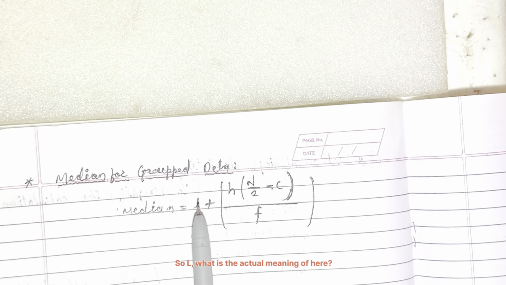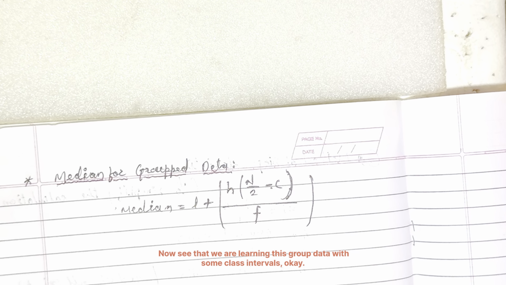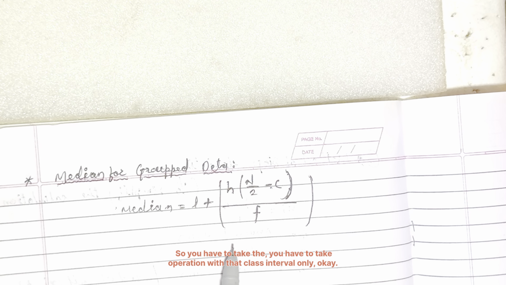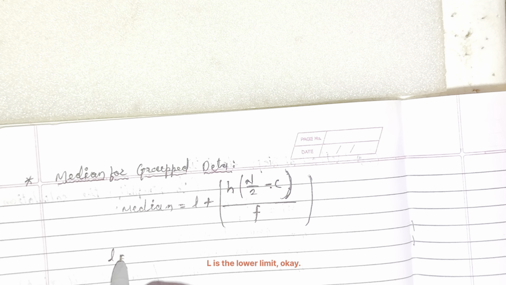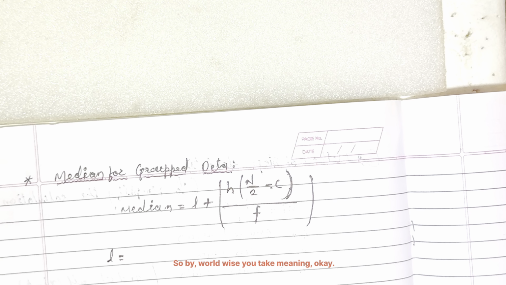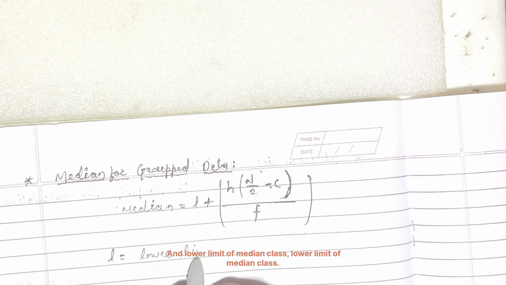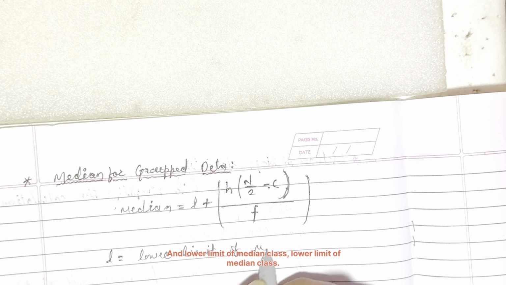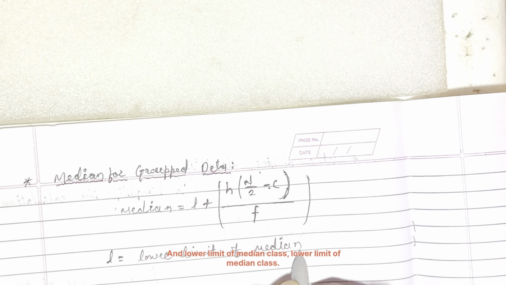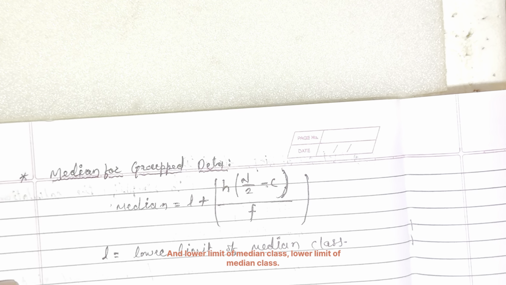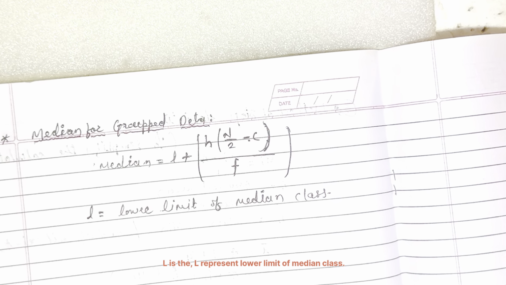Okay, so L, what is the actual meaning of L? L is the limit. Now see that we are learning this group data with some class intervals. That means you will get the class intervals in your observation data, so you have to take the operation with that class interval only. Okay, yes. So what is the L? L is the lower limit. Okay, so by word wise you take meaning. L means the lower limit of median class. L represents lower limit of median class.